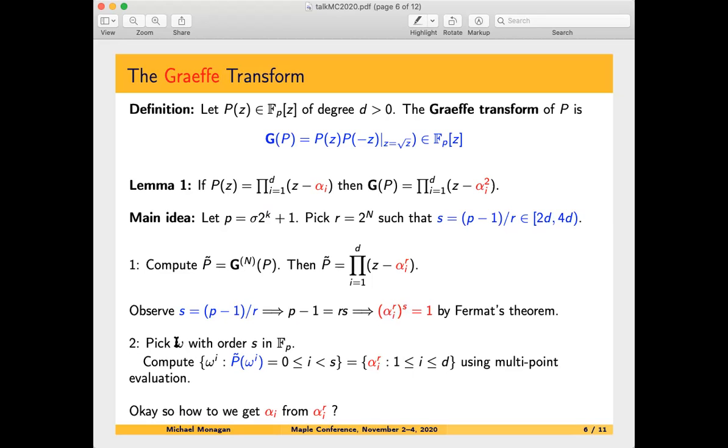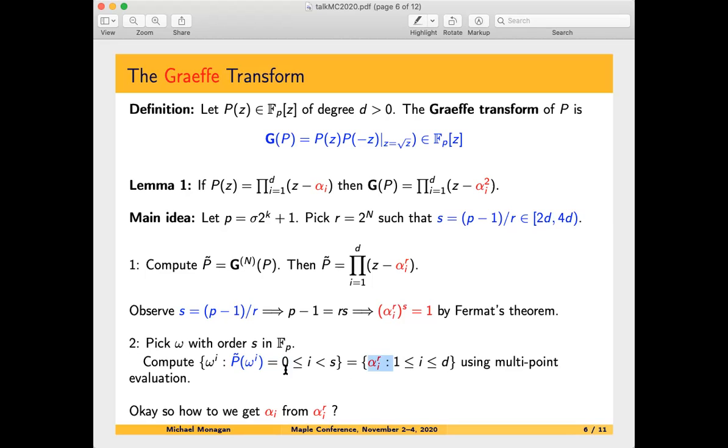force. And the way to do that is to pick an element from the field of order s. We go through all the values, all the powers of omega, omega to the i. We evaluate our transform polynomial at those powers, and we just see which ones are 0. This should say such that p of omega to the i is 0 for 0 less than or equal to i less than or equal to s. And that will give us the set of alpha_i to the r.